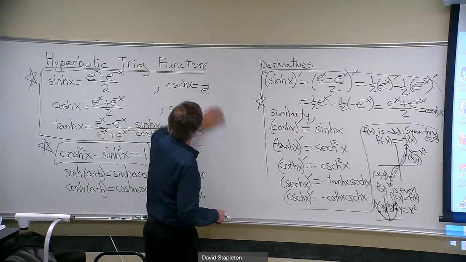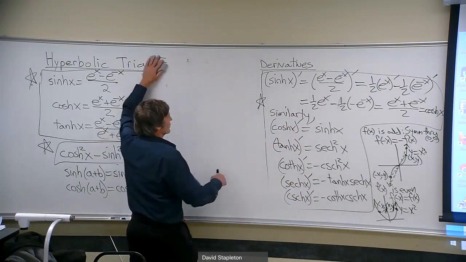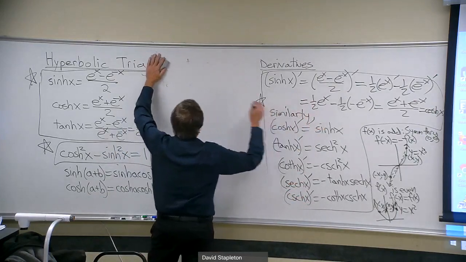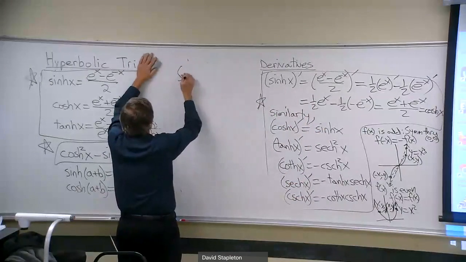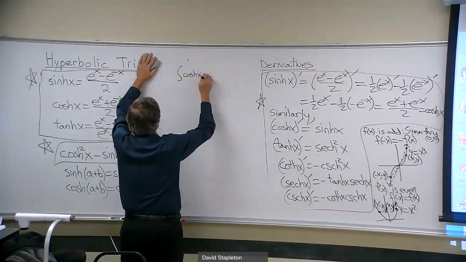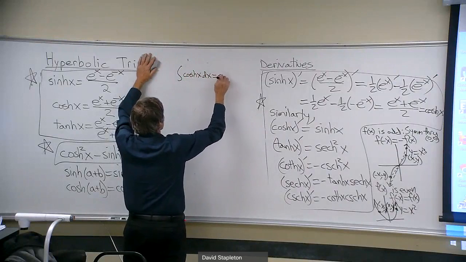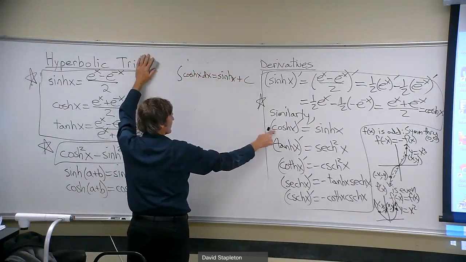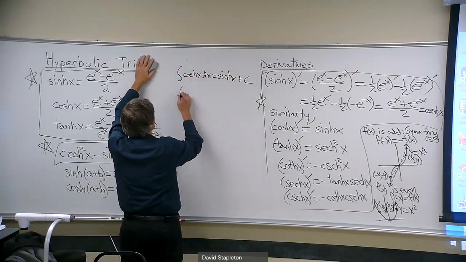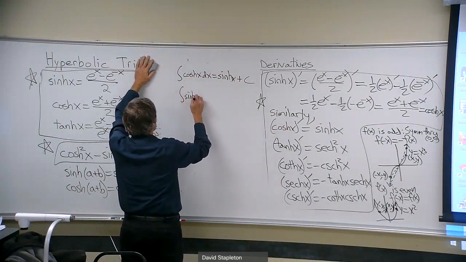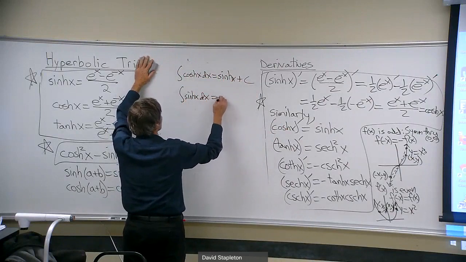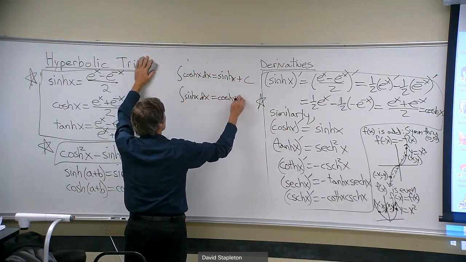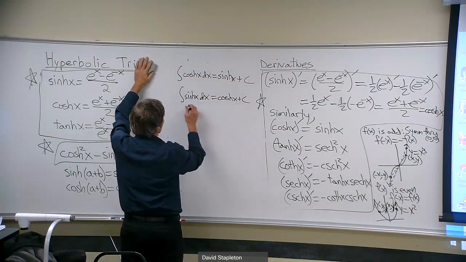For example, if the derivative of sinh is cosh, then it ought to be that the integral of cosh is sinh to within a constant, right? And if the derivative of cosh is sinh, then the integral of sinh x ought to be cosh x plus a constant, and so on down the line.